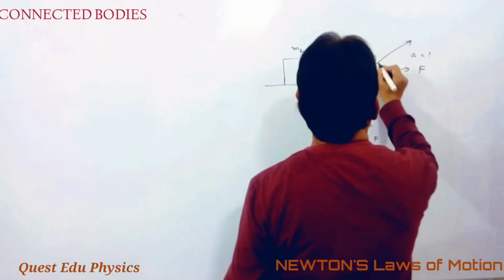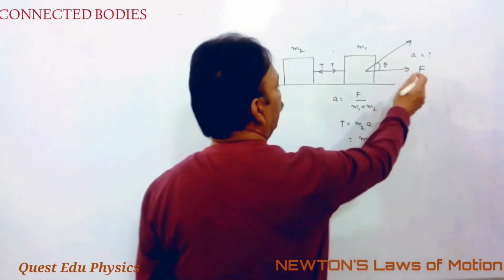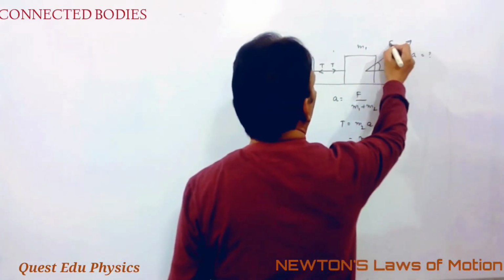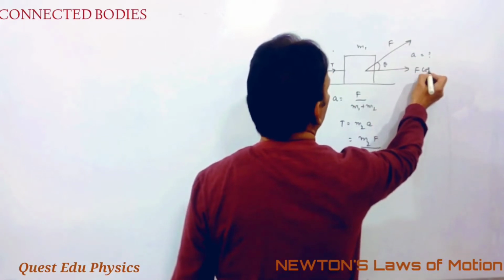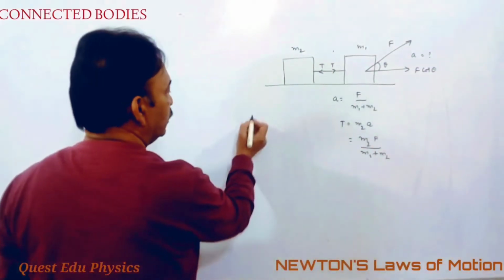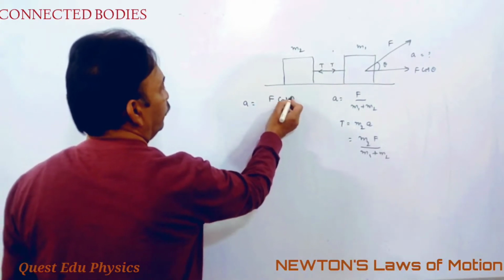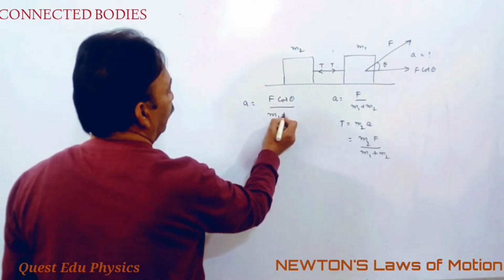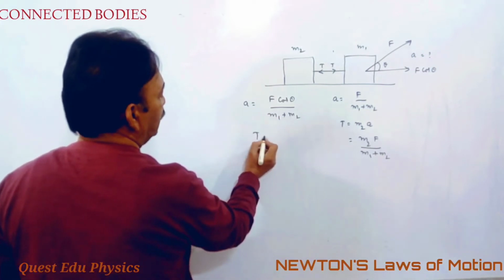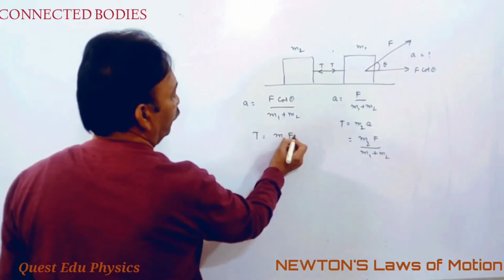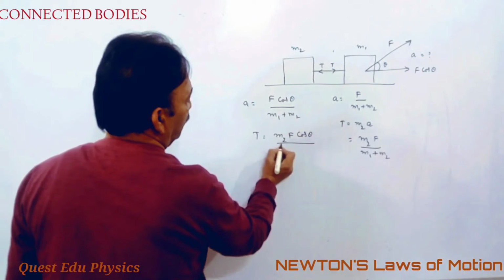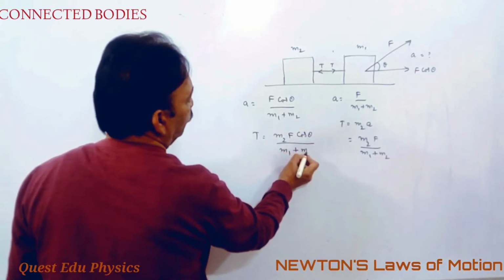Okay, and sometimes maybe the question will be like this. He is pulling with a force of F, making an angle of theta, then automatically it is F cos theta, and you have to just change the values. A is equal to F cos theta by M1 plus M2. T is equal to M2F cos theta upon M1 plus M2.